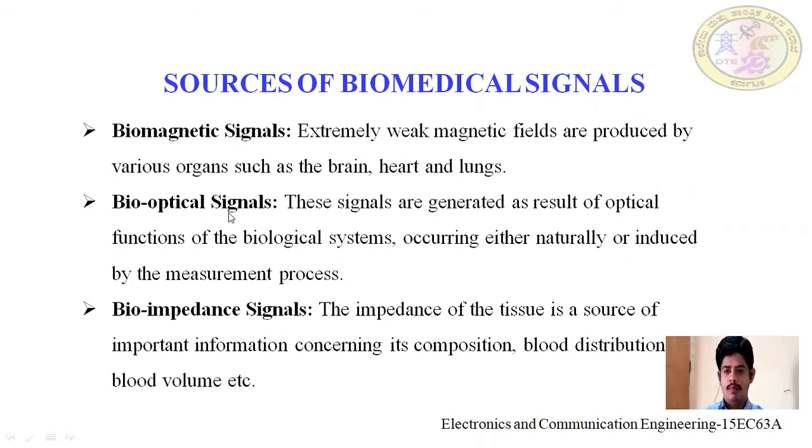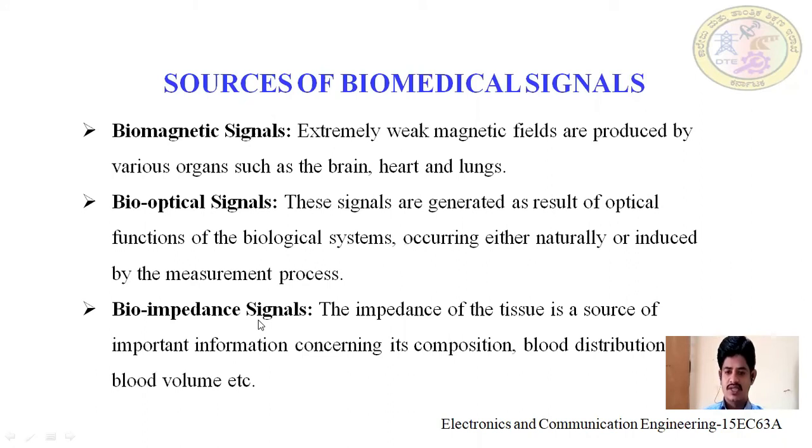Then we have the optical signal. These signals are generated as a result of optical functions of the biological systems, occurring either naturally or induced by the measurement process. Optical means light. Biooptical signals mean there is some process on the light in the human body. Those signals are called biooptical signals. It may occur naturally or it may be due to the measurement process. The body may be generating optical signals.